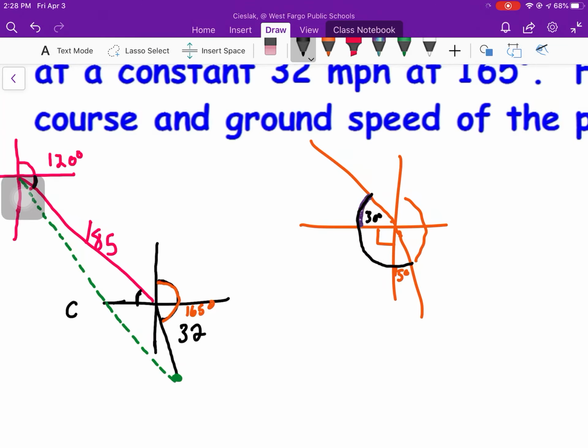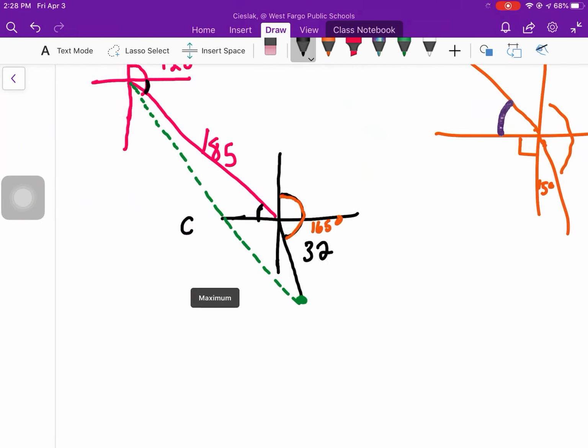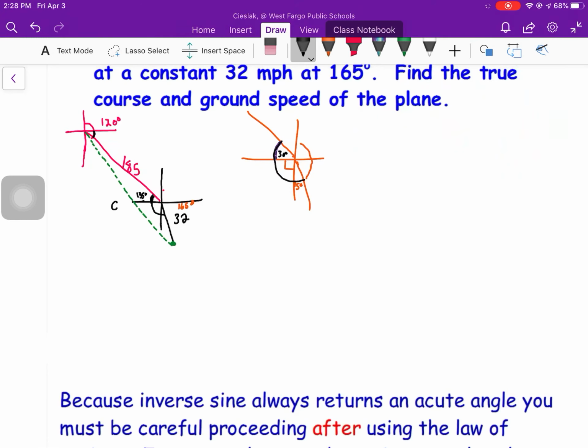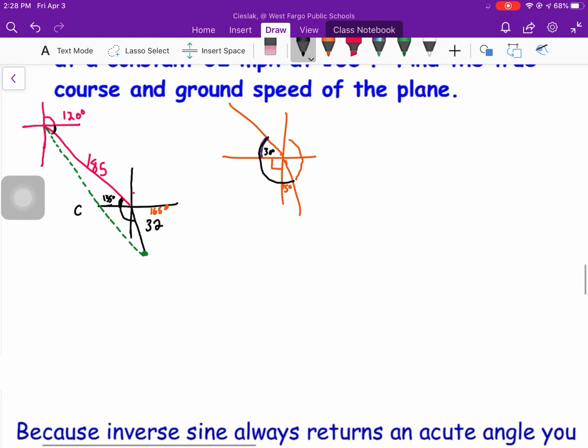Okay, so if you add up 30 plus 90 plus 15, that's going to tell me that this angle, and I need to erase a couple things here so I'm not confusing you, this angle on the inside right here is 135 degrees. So now that I know that, I have enough to go and find the ground speed using law of cosines.